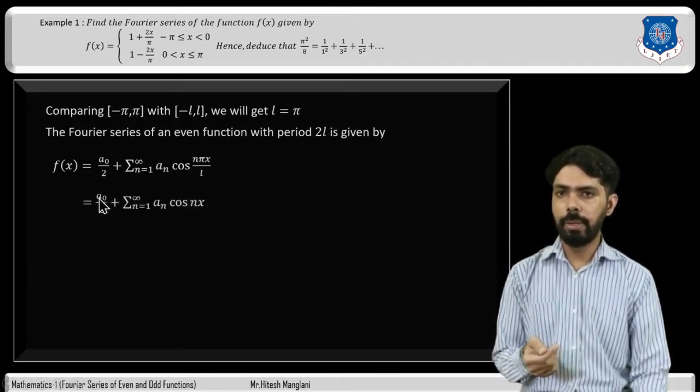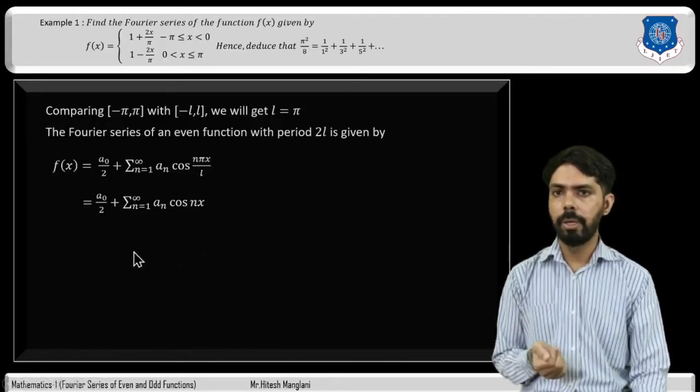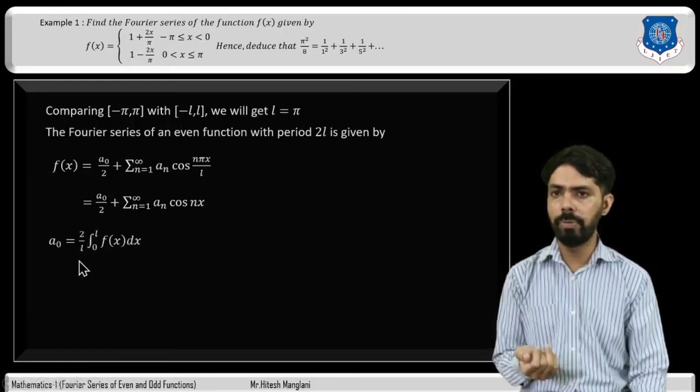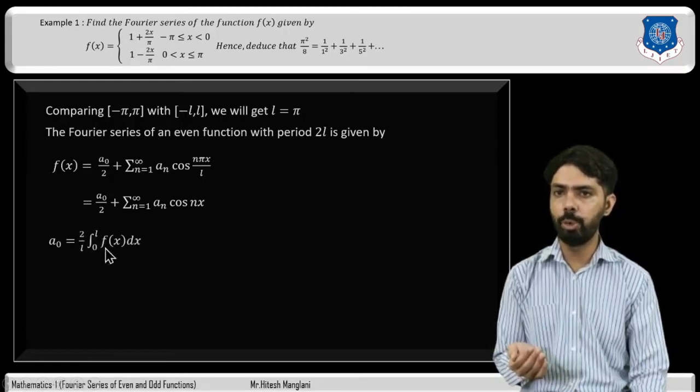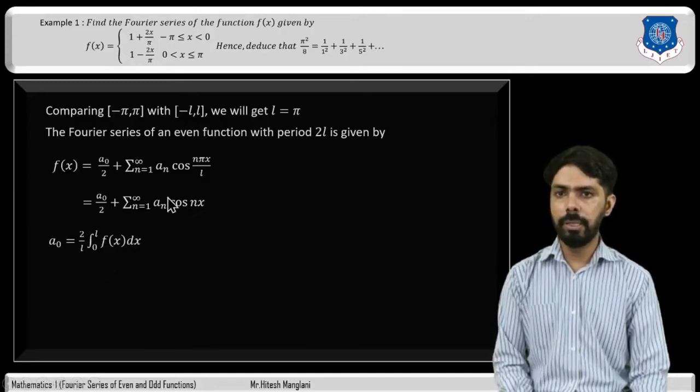So here it will be a0 divided by 2 plus sigma n equal to 1 to infinity an cos nx, because the value of n is pi, so pi cancels. Now we will find the value of a0. So a0 is given by 2 divided by L integration 0 to L f of x dx. Now what is L? It is pi.